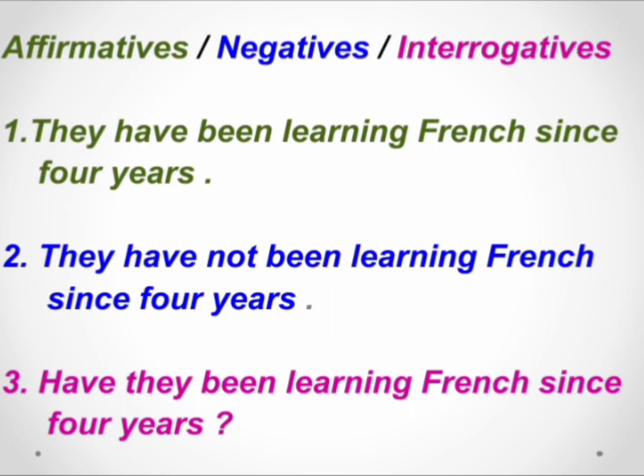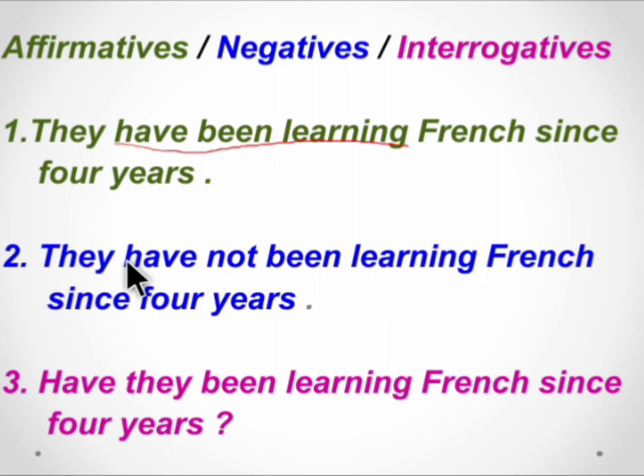Now we can frame affirmatives, negatives and interrogatives for all tenses, of course. And for this present perfect continuous tense, we'll just see with the same sentence. They have been learning French since 4 years. They is a plural subject, so we use have been learning French since 4 years. So the period is fixed over there. That is, they started learning before 4 years, till now they are learning and they'll be learning still.